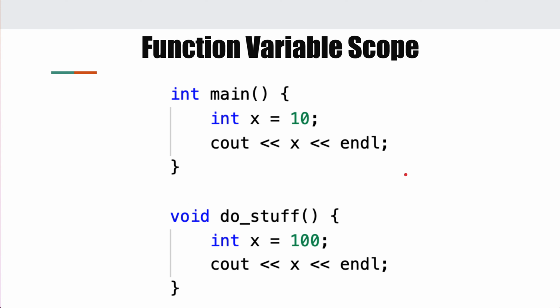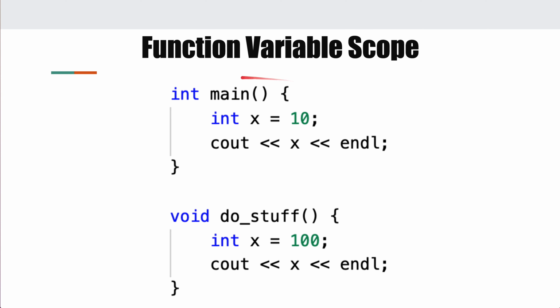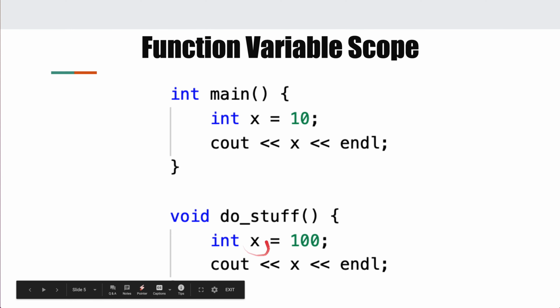Now, all of a sudden, look at this. We have a main function where int x is equal to 10. And then we have a do stuff function where int x is equal to 100. This is now okay to do. And it has to do with function variable scope. When you make a variable inside of a function, it only exists in that function. You cannot call it in a different function. So when do stuff is over, this x no longer exists. It's no longer callable. It only exists in do stuff. Because we made it within this function, we can have the same exact name.